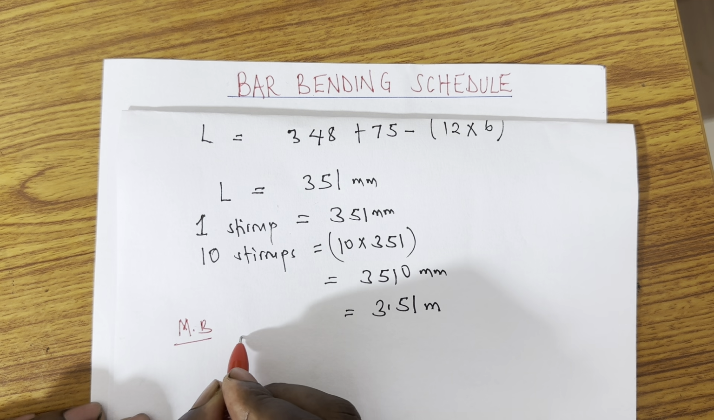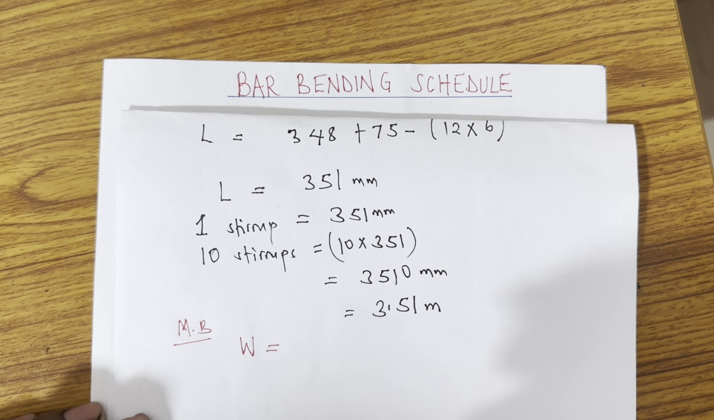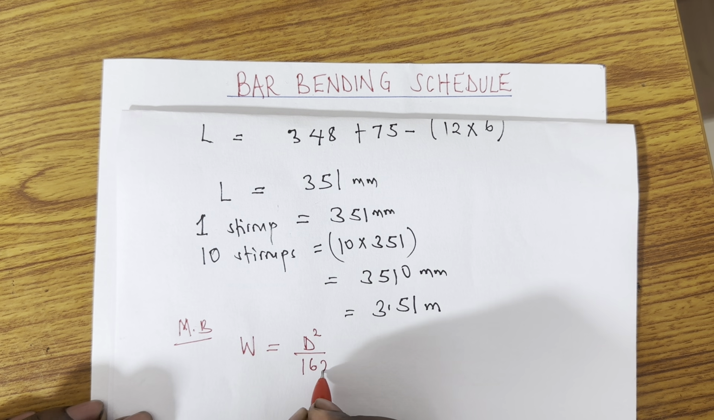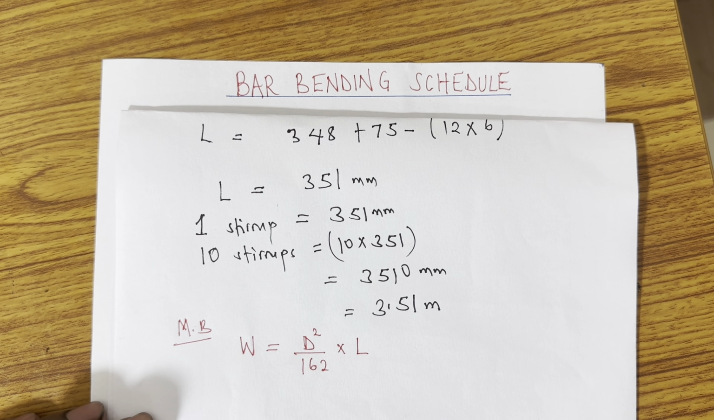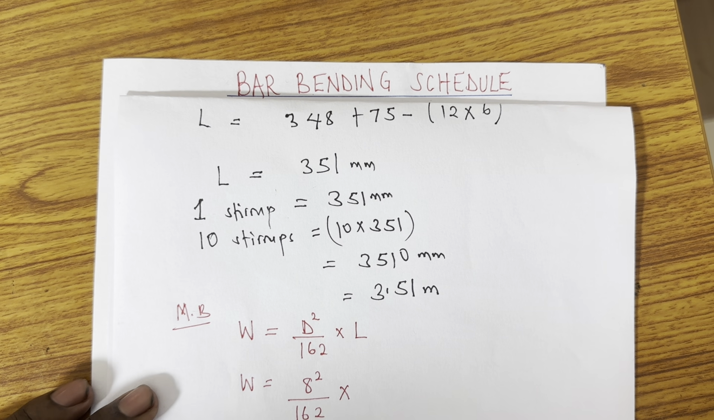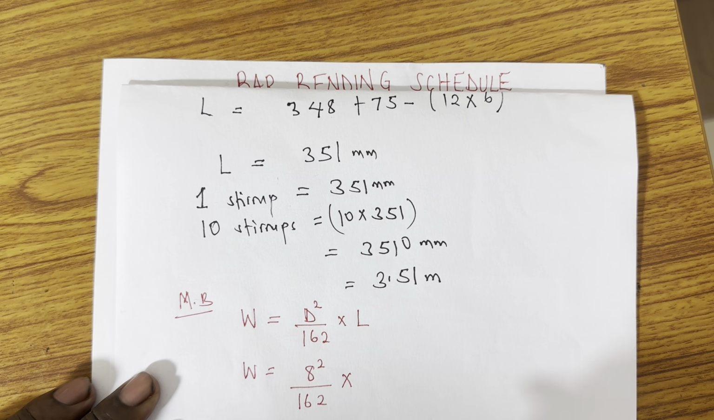If I want to get the weight of these main bars, the formula is D squared over 162, where D stands for the diameter, and then I multiply with the length that I require. In this case, for the main bar, the diameter is 8, so 8 squared divided by 162 times the length of the main bar I have already calculated, which is 5.256.